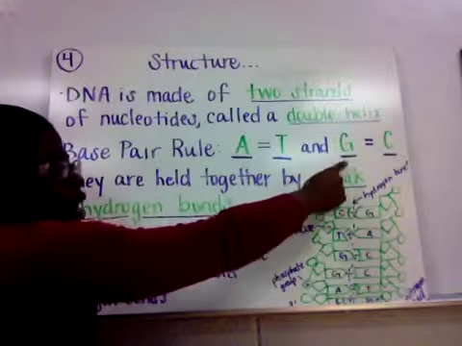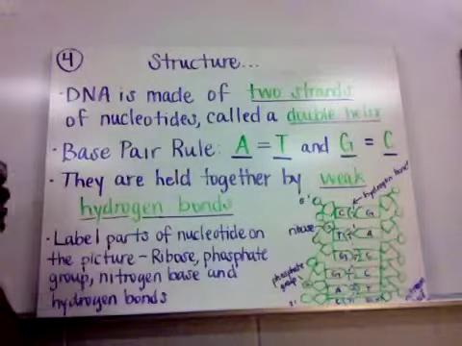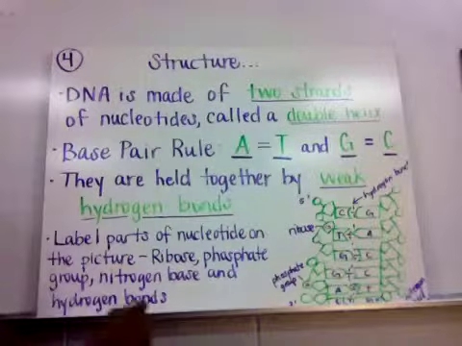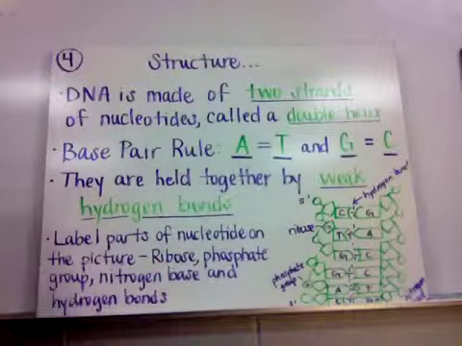And guanine is always going to pair with cytosine. So the same thing could be said in reverse. So C will pair with G and T will pair with A for DNA. They are held together by weak hydrogen bonds.